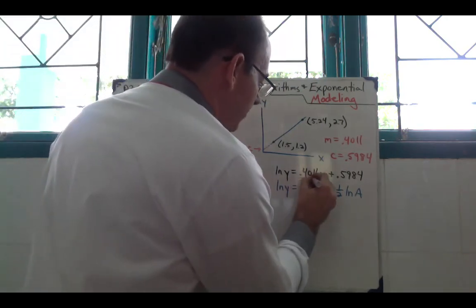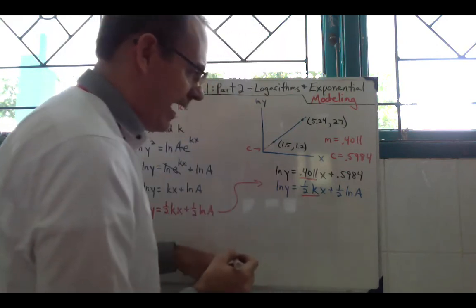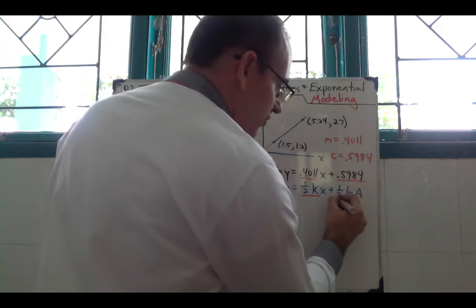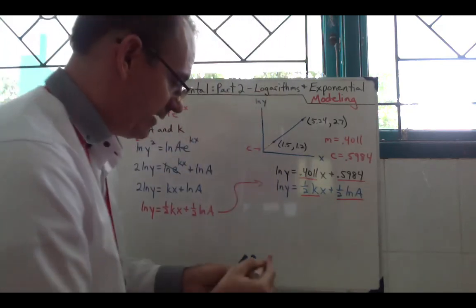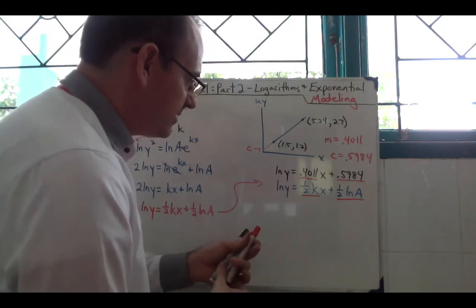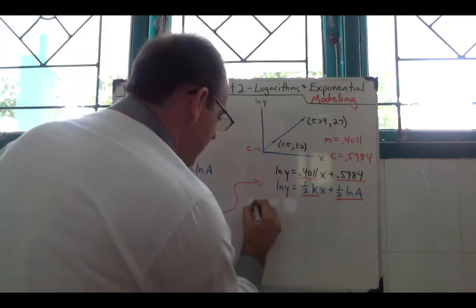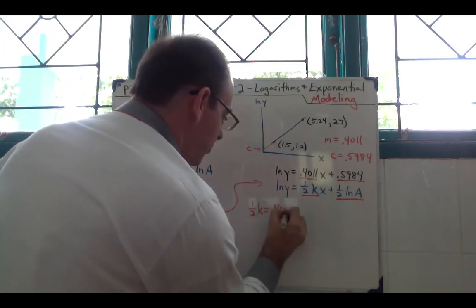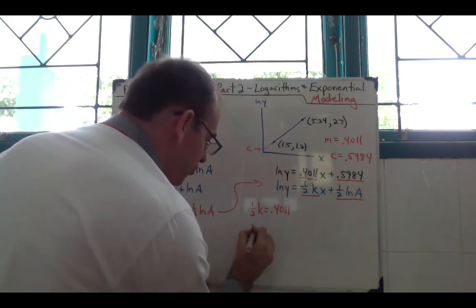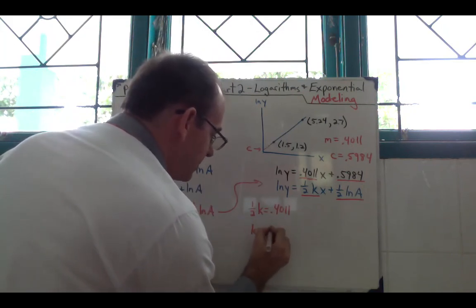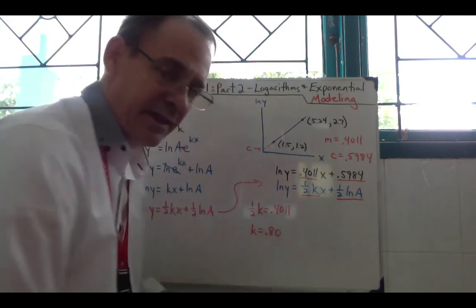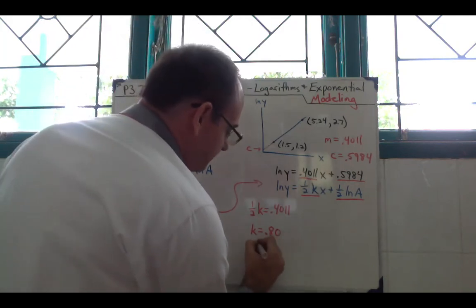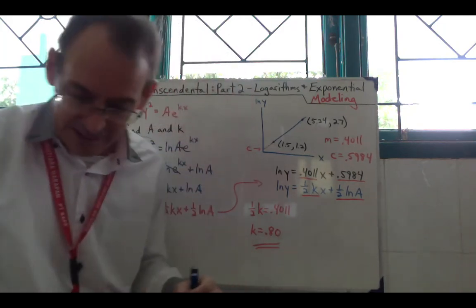Now we can compare here. We see that the 0.4011 is 1/2 k, and we see that the 0.5984 is 1/2 ln a. So if we work with this, 1/2 k equals 0.4011. So all we have to do is multiply by 2. So k equals 0.80. And I think it only asked for 2 decimal places. And so we get 0.80 as our value for k.